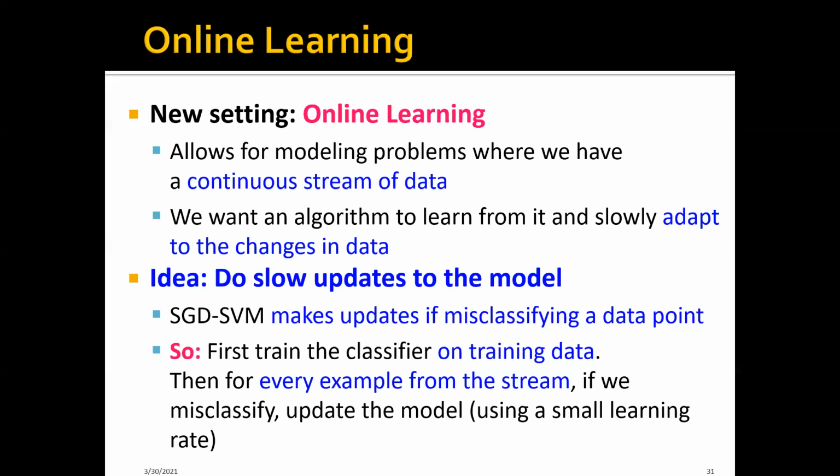And remember that SGD SVM makes updates if misclassifying data points. So how do we use SGD SVM to do online learning? We can do it as follows. We can first train the classifier on the training data as usual, and then for every example from the data stream, if we misclassify, then we update the model using a small learning rate.